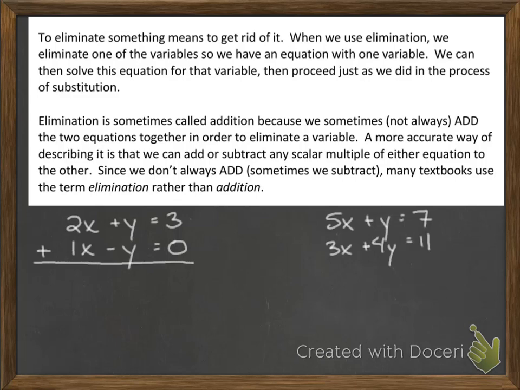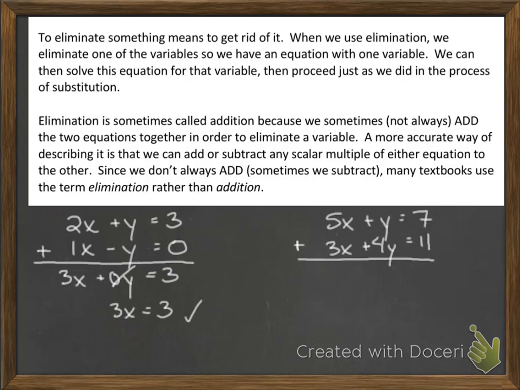So we have 2x plus 1x. That's 3x. Then we have y plus -y. That's 0y. Then we have 3 plus 0. That's 3. Well, we don't really need to write 0y, so we could just write 3x equals 3. So simply by adding the two equations together, we have successfully eliminated our y variable. Of course, that's not the end. I just wanted to demonstrate what we mean by elimination. Let's look at this other example.